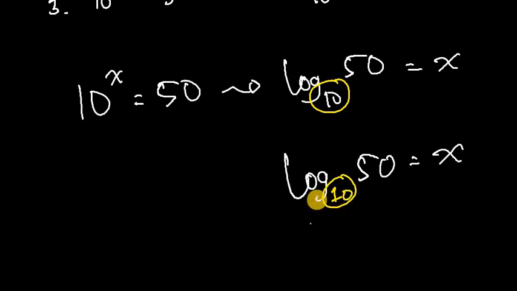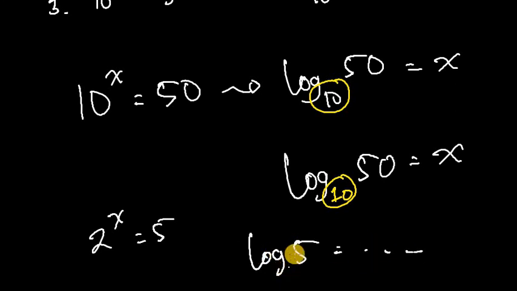Okay, we cannot do the same thing with 2. For example, if we have 2 to the power of x equals 5, you cannot just write log 5 equals, no, cannot. You have to write 2 over here, because the base of log once again is 10, not 2. If it is other than 10, you have to write it down.